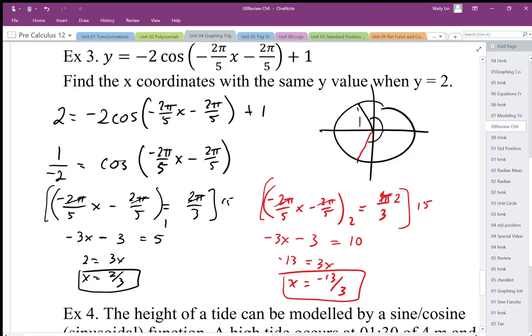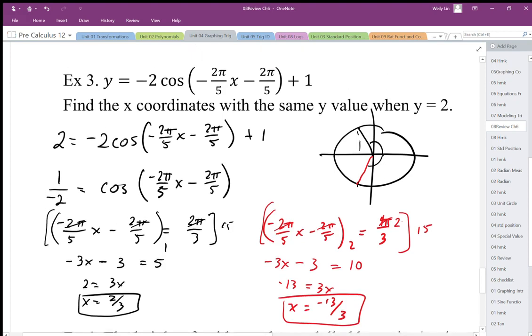I need to use the period. So my period is going to be 2π over 2π/5, that's equal to 5. Then if I want my repetitions, I would do plus n times 5 to get all the repetitions.